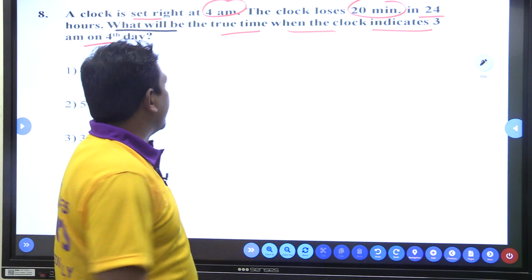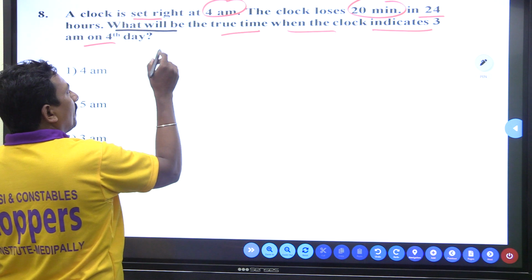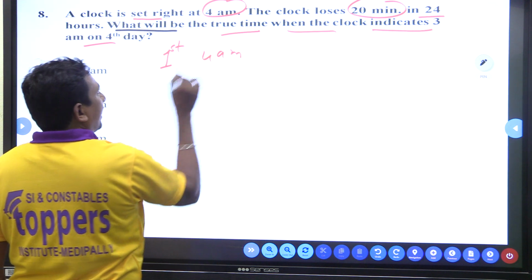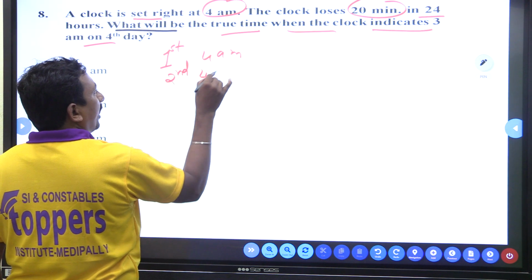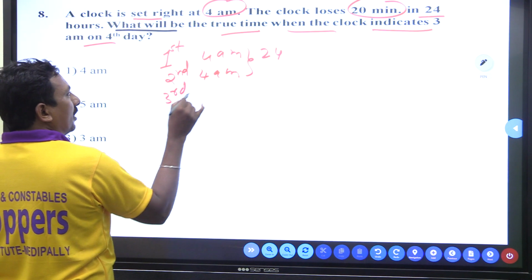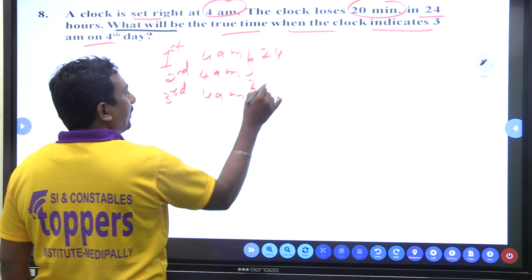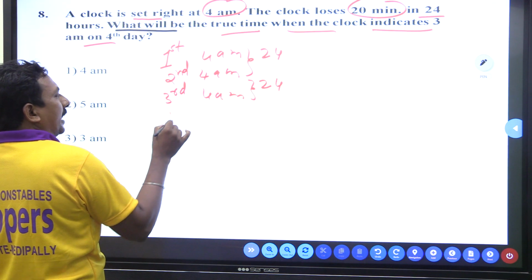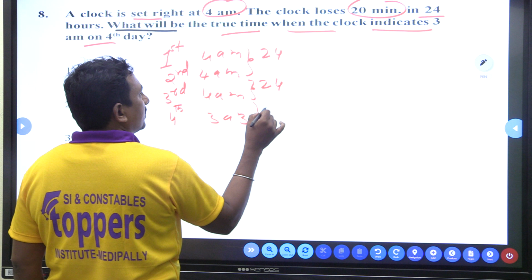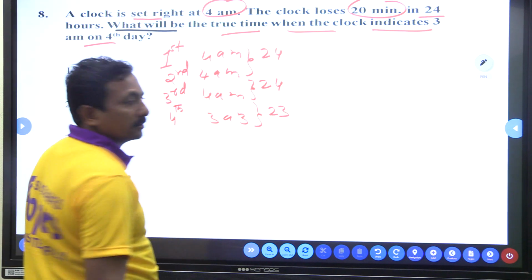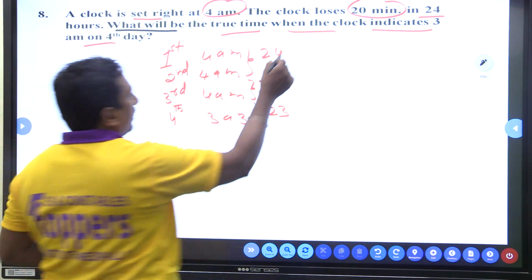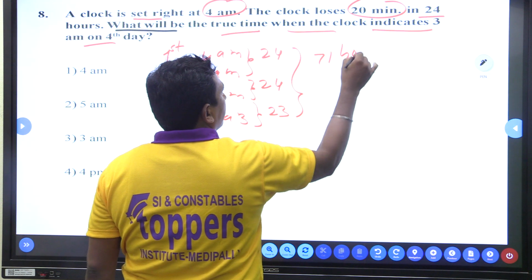So the clock was set on the first day. Which time is set? 4 a.m. From the first day to the second day at 4 a.m., this period is 24 hours. Second day to third day 4 a.m., the period is 24 hours. And on the fourth day 3 a.m., how many hours is this? 23 hours. Actually the period is 72 hours, but here the total is 71 hours.